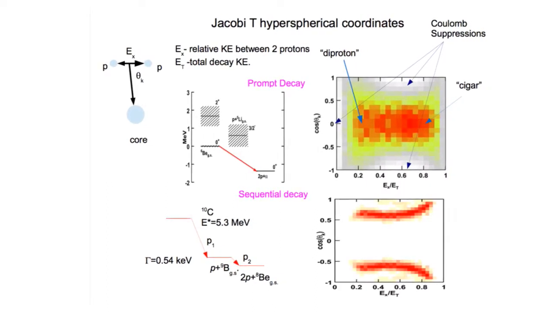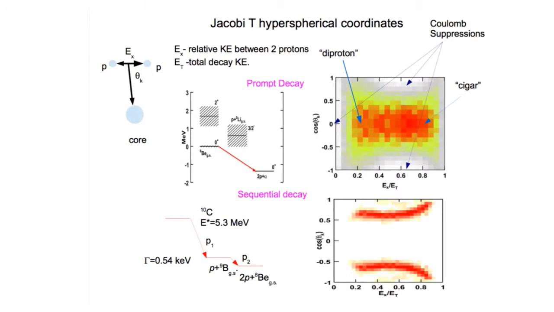In the prompt case, we have a big blob, but there are three regions of suppressed yield, and they're expected. In this region, for instance, one of the protons and the core, in this case the core is alpha, have the same relative velocity, and so the Coulomb repulsion pushes them apart. And in this region here, the core and the other proton have the same relative velocity, so the Coulomb repulsion pushes them away. In this region here, you have the PP Coulomb interaction pushing them away.